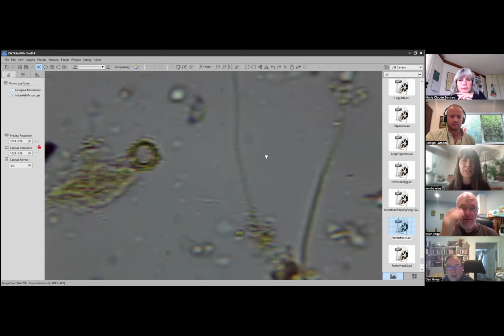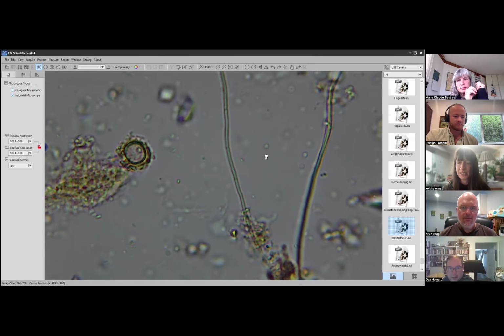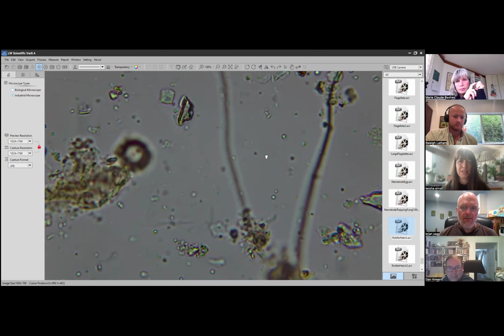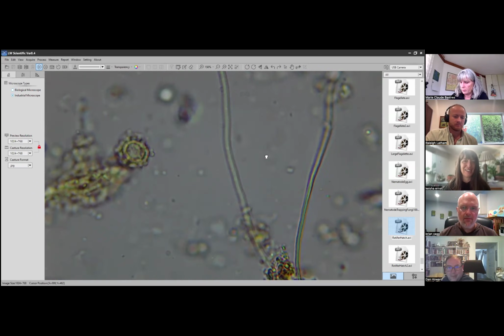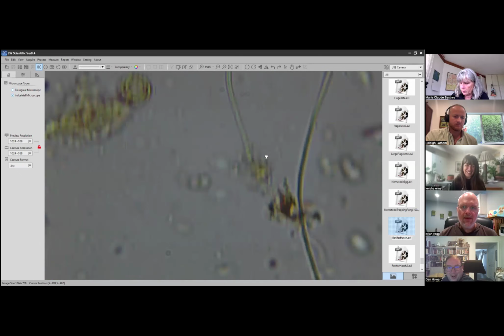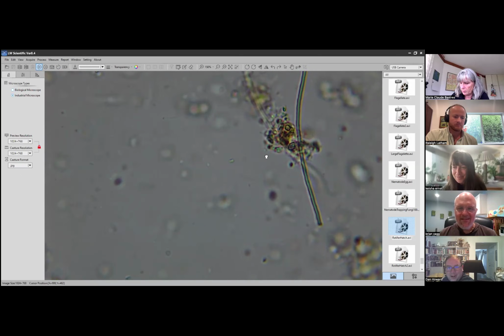Greta's asking, "Is this vermicompost?" This is your thermophilic compost, right, Dan? Yeah, right. This is a thermophilic compost Dan made in the spring, this spring.